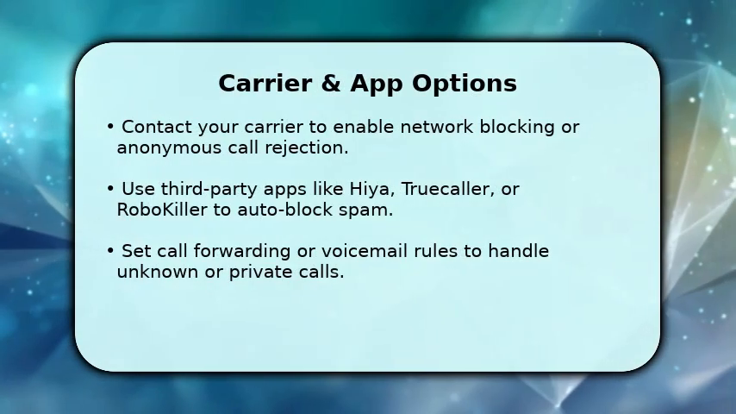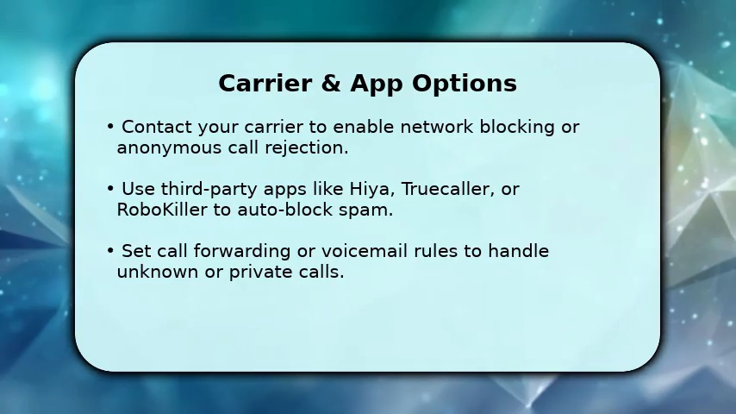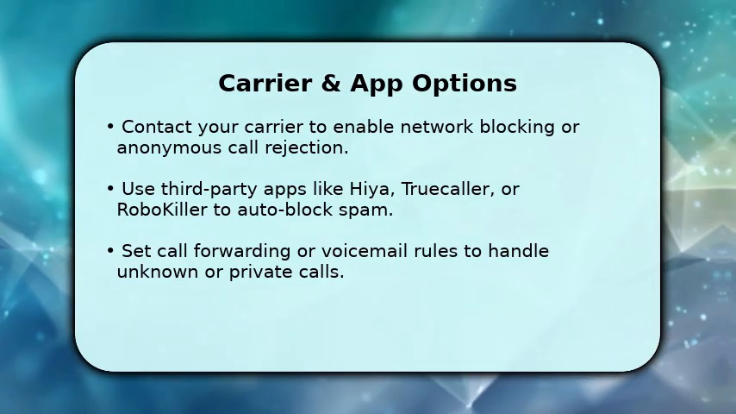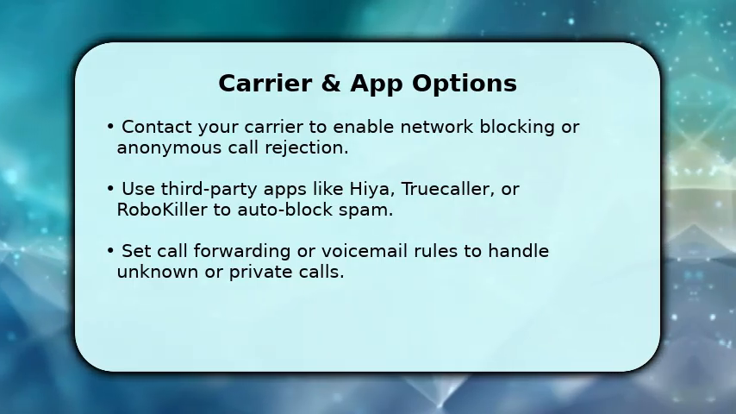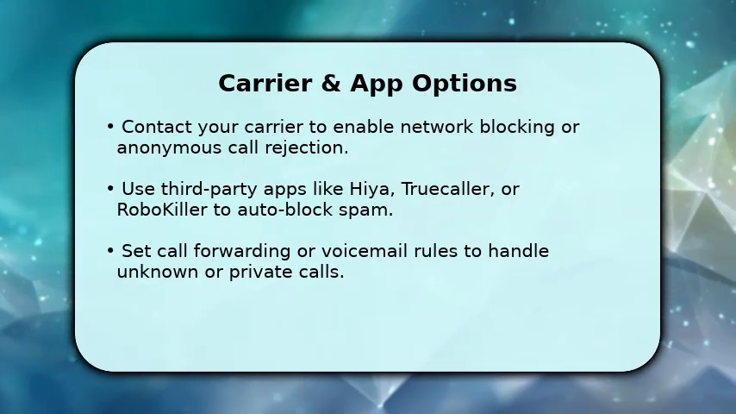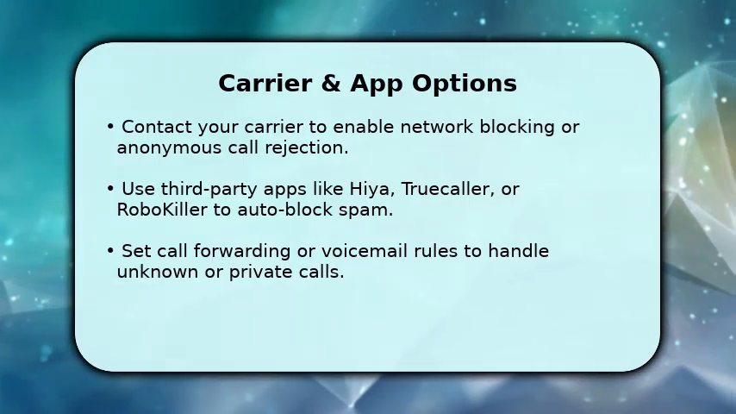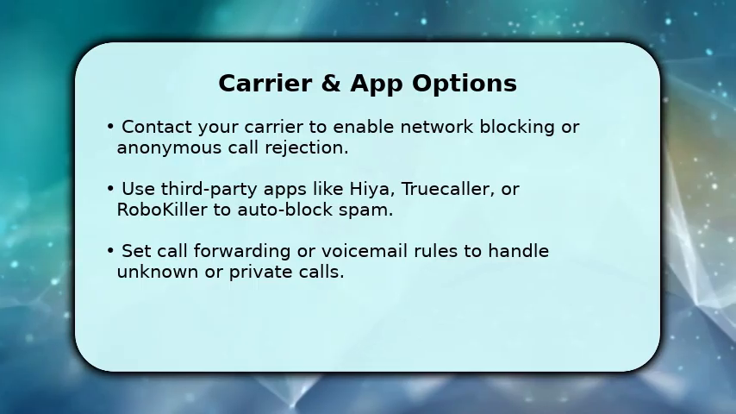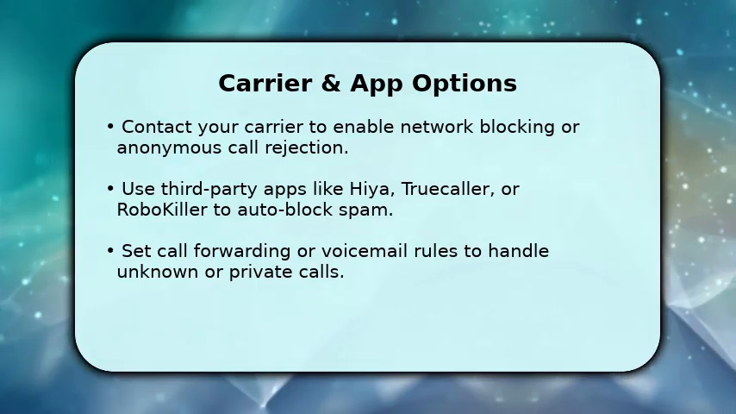Call your wireless carrier and request anonymous call rejection or network blocking. Many carriers offer free blocking for robocalls and private numbers on your line. Install third-party apps like Hiya, Truecaller, or RoboKiller to identify and auto-block spam calls. Configure app settings to block calls labeled unknown, private, or spoofed.